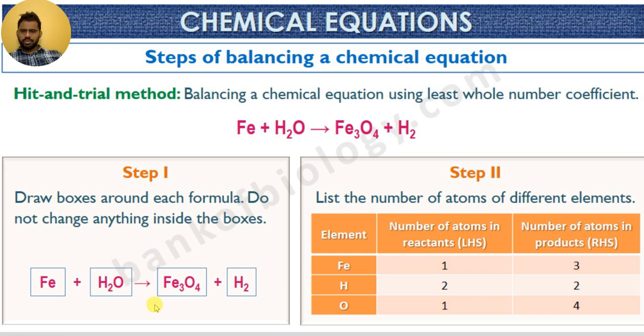So what I can do in order to balance iron is I can add a 3 in front of Fe in the reactant side. If I do this, Fe gets balanced. For hydrogen, I don't need to do anything. It is balanced on both the ends.